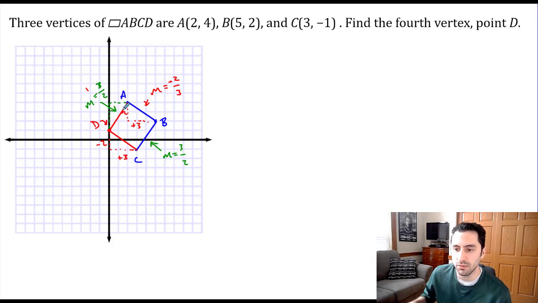So our opposite sides have the same slope, meaning they're parallel. So that means our fourth vertex, so point D, is at the point (0, 1).